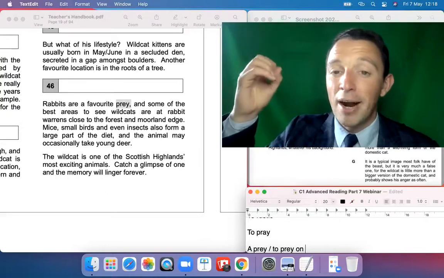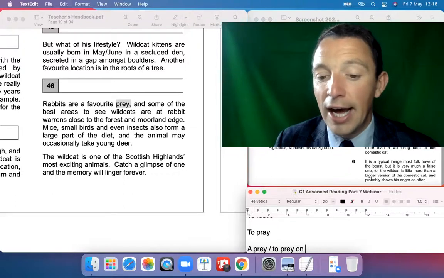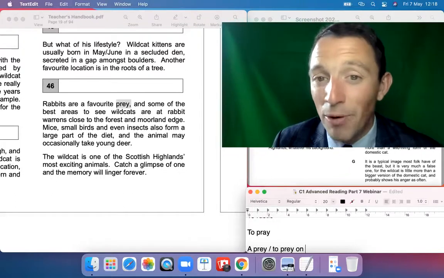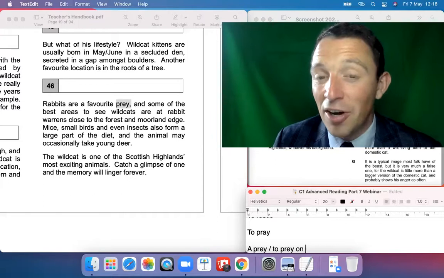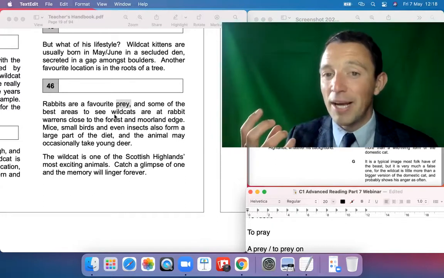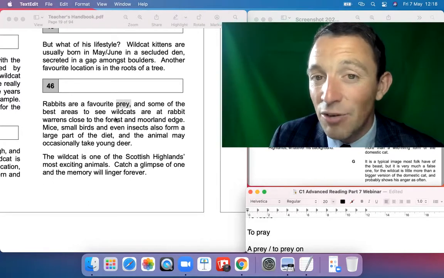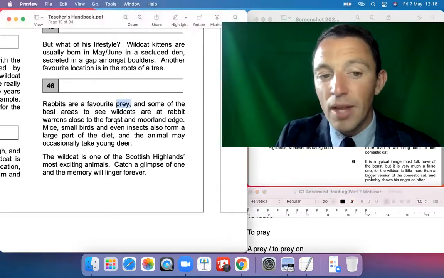So they are preying on the children. It's negative and it's not good. It is good vocabulary, but it's not good significance in that context. And here, rabbits are a favorite prey. So like a target, basically. Rabbits are a favorite target, very good vocabulary, more advanced and really good to use in different situations.